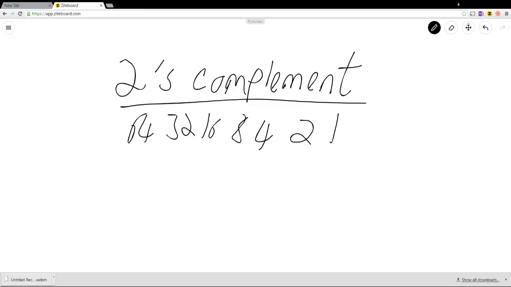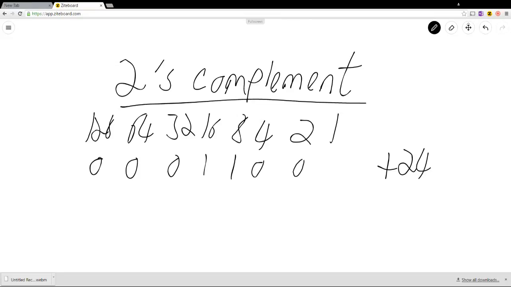64, 128. We want to get the number 24 as a positive number first. So 24: there's no 128, no 64, no 32, there's a 16 and an 8, no 4s, no 2s, and no 1s in there.